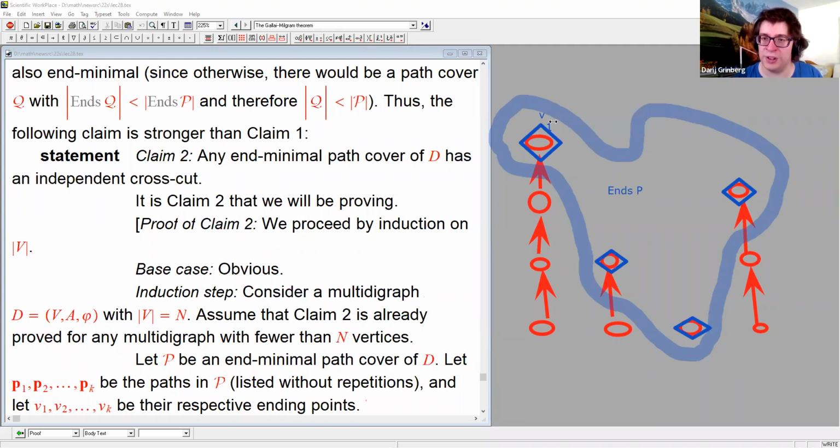This should be V1, except I should start further up. Yep, this is V1, this is V2, this is V3, and this is V4. And let me also label the paths.